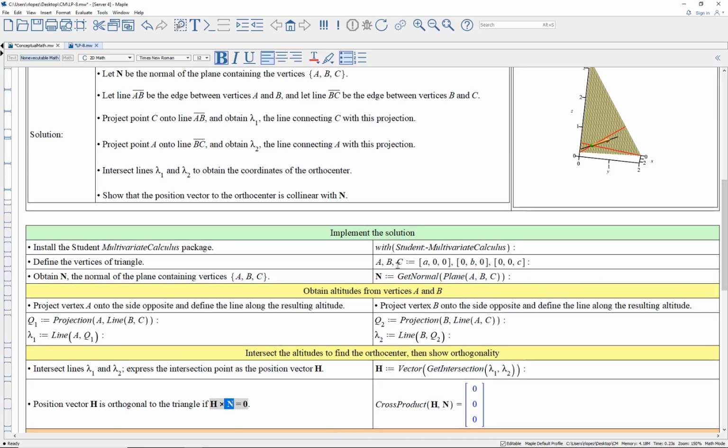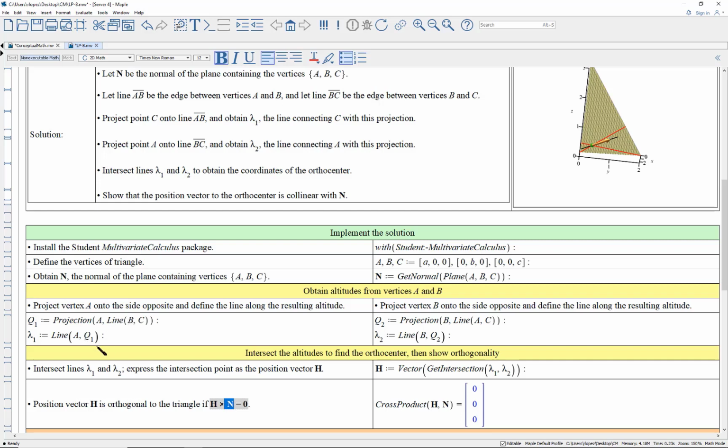Multivariate calculus package. ABC are the vertices. They're points, goes to these lists. We form the plane for which those are the vertices, and we get its normal. Lots of ABCs, little ABCs running around, normal. Then we want to project the vertices onto the opposite side for two sides to get altitudes. Okay, so we want to project, for example, A onto the line connecting B and C, so that's the edge BC. You do that projection, you get a point.